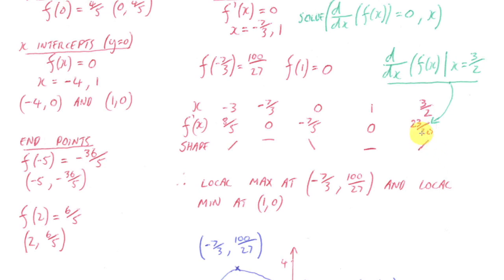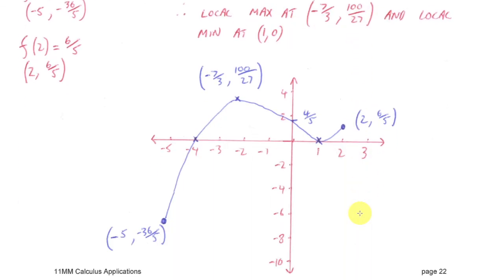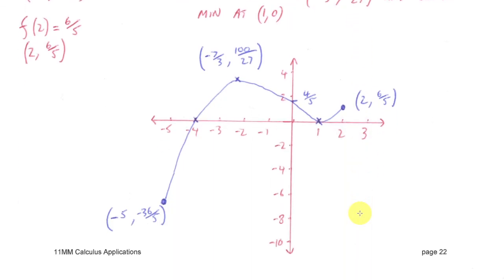which of course is positive. So I now know that I have a maximum here and a minimum there. Time for the sketch. My endpoints, my local maximum, my local minimum, the y-intercept, the x-intercept, and that is also an x-intercept.